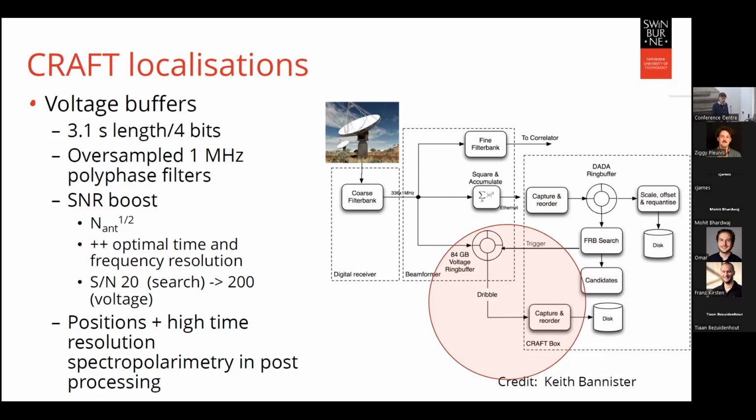We get a signal to noise ratio boost because now we can go and image those. We image the voltages. And also we get an increase because of the time and frequency resolution we can tailor. We're not subject to 1 megahertz in 1 millisecond. So you can see how our signal to noise ratio can increase as we go up. So this allows us to get positions and high time resolution spectral polarimetry in post-processing.